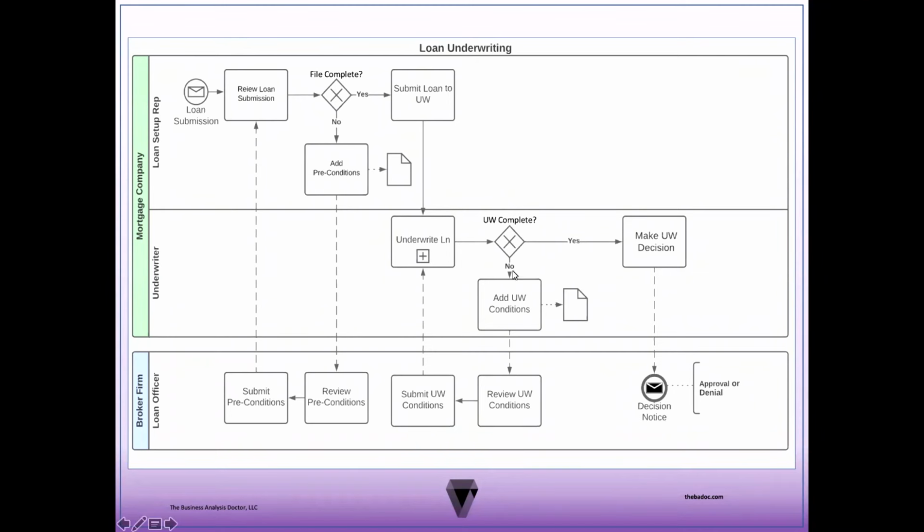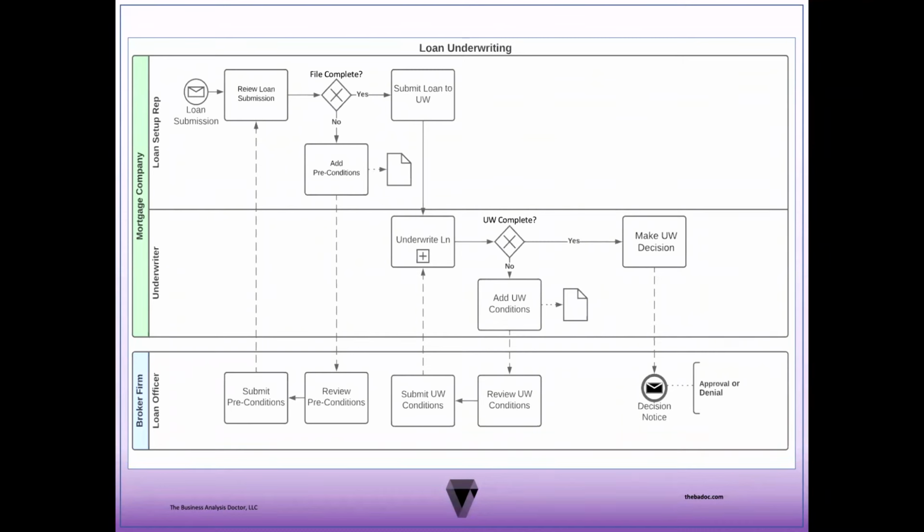Moving on, the underwriter will determine whether or not the underwriting can be completed. If no, the underwriter adds underwriting conditions and sends them to the loan officer to review and resubmit the loan. As you can see here, the add underwriting conditions creates an output or a data object. The data object is floating because it is not part of the sequence.